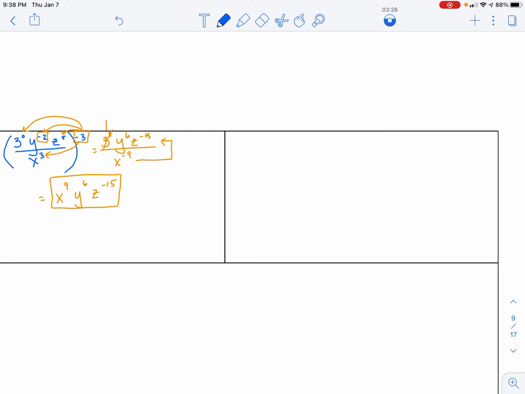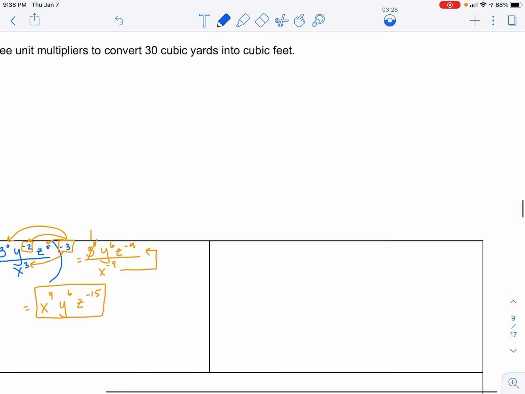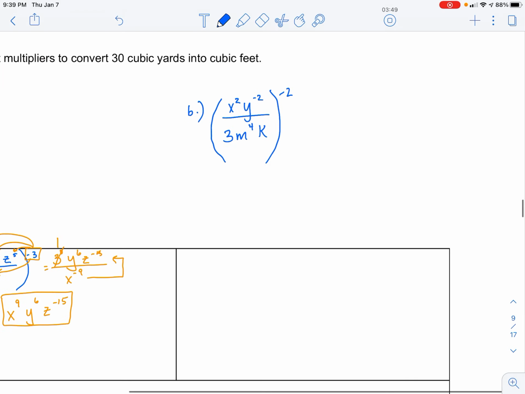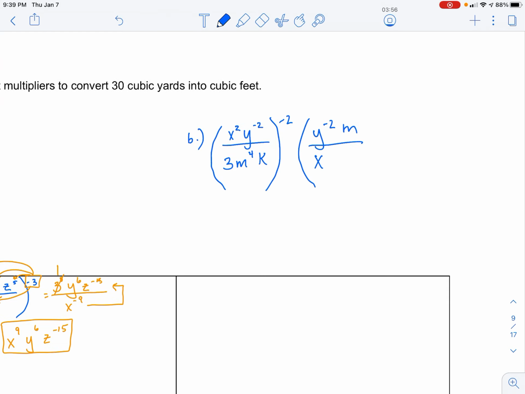Now letter B really is a little bit more of a doozy, so I'm going to actually start it up here so that I'm sure I don't run out of room. It's x squared y to the negative 2nd power, and you can be writing this down as well from your book. 3m to the 4th power times k, and all of that is raised to the negative 2nd power. And then the next one that's being multiplied with that is y to the negative 2nd power times m over x to the 3rd power times k, and all of that is being raised to the 2nd power.